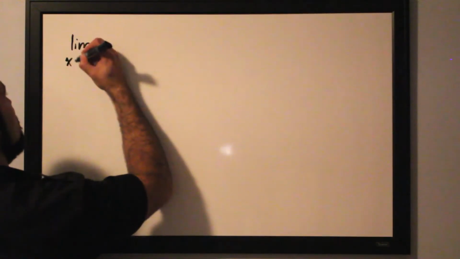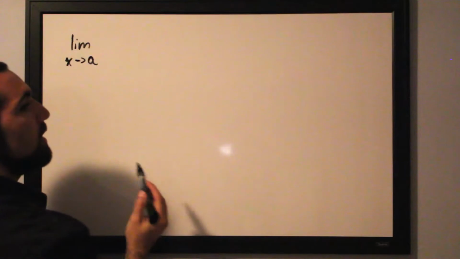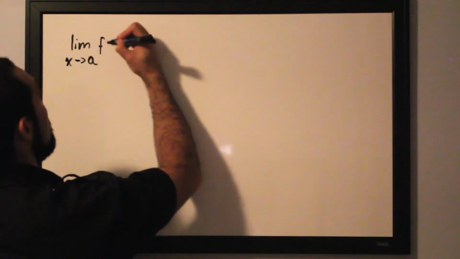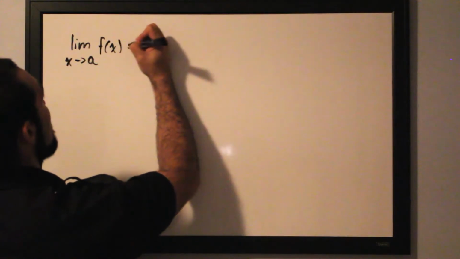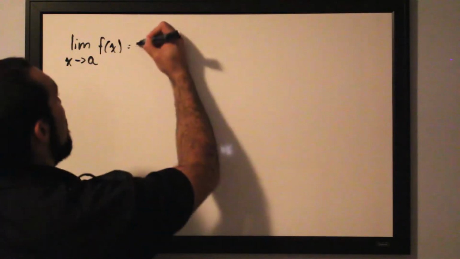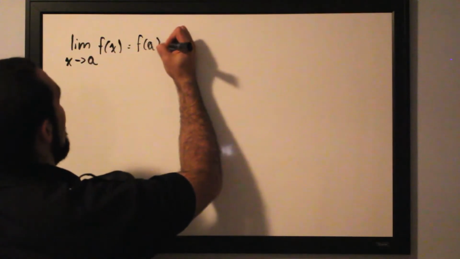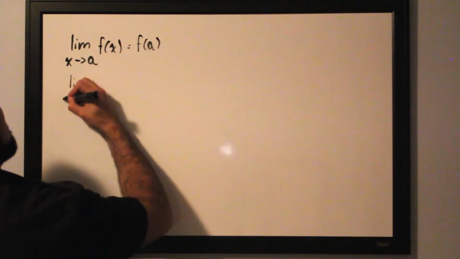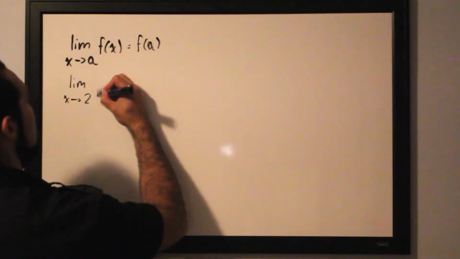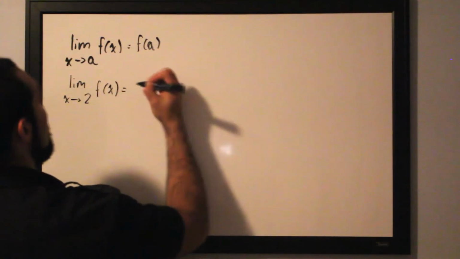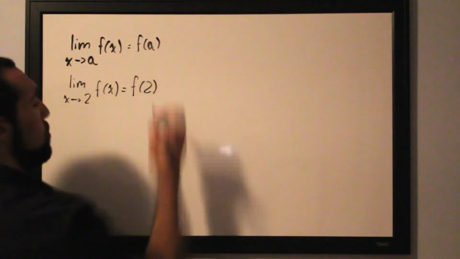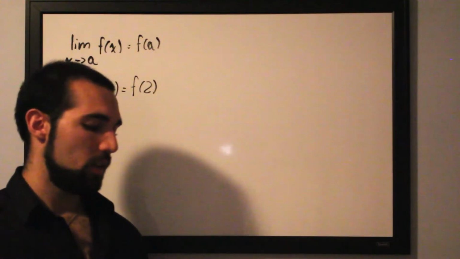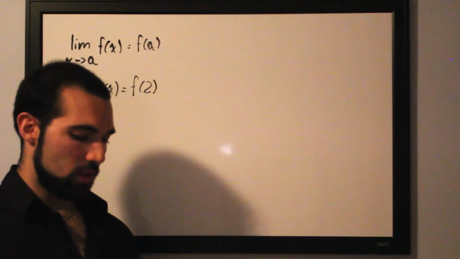Oh yes, just something that I wanted to note down. I already said it earlier, but let me note it down just because I can. The limit as x approaches a of a function f of x is going to be equal to f of a. So imagine we had the limit as x approaches 2 for a certain function, whatever that function may be. The limit for that function is going to be f of 2. Plug in 2 into that function, there's your limit. Easy as that.